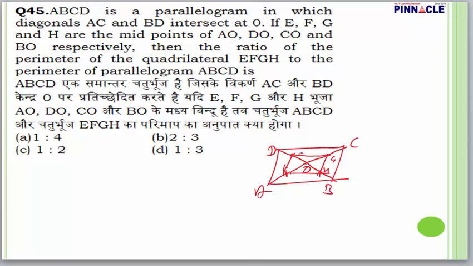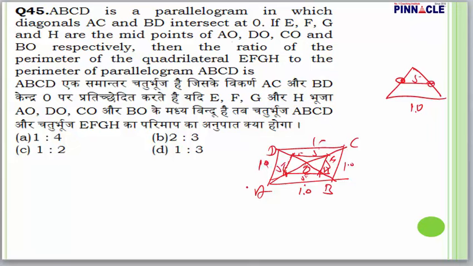This would be half, this is also parallel. If this is, let's say, 10, then this would be 5, because there is a property when we join midpoints, and if this is 10, this would be 5, a 2 is to 1 ratio. So this would be 5, this is 10, then this 5, 10, 5, 10, 5.